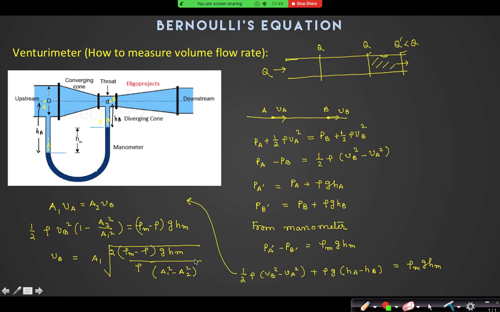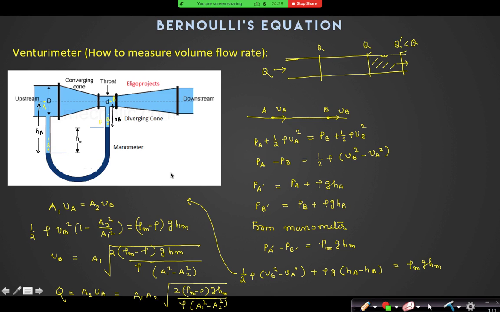Look, all the terms are known inside this term VB. So as I know VB, what is the value of Q? Q value is equal to A2 VB. So it is A1 A2 under root of this entire term: 2 rho mercury minus rho into GH of mercury divided by rho into A1 square minus A2 square. Right, that is the Q value that you will measure.